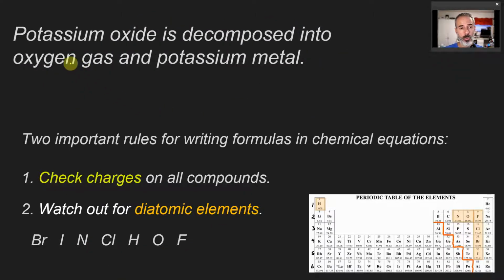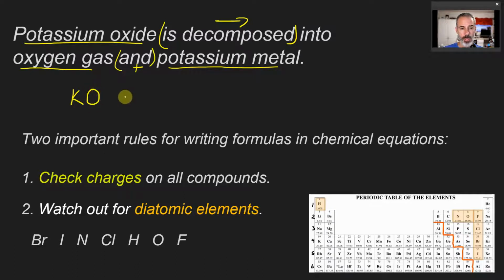Okay, let's look at this. I've got a completely new one. I'm going to underline the chemicals: potassium oxide, oxygen gas, potassium metal. Those are my chemicals. Let's see if we can figure out what word in here means the arrow. Decomposed. I think it might be "is decomposed into." What word in here means the plus sign? I think it's that, right? All right, so now we know we have one reactant, which is potassium oxide, K O, is decomposed into, there's the arrow, oxygen gas and potassium metal. So that's the skeleton of my structure.